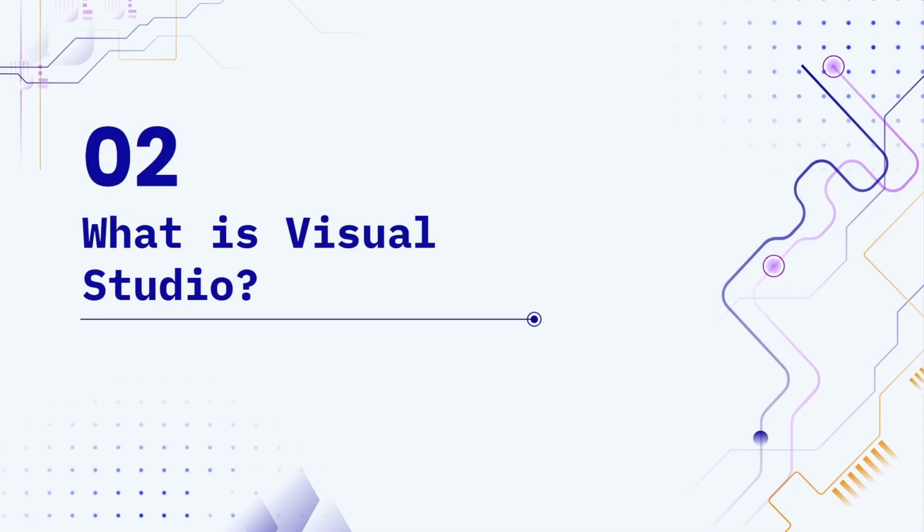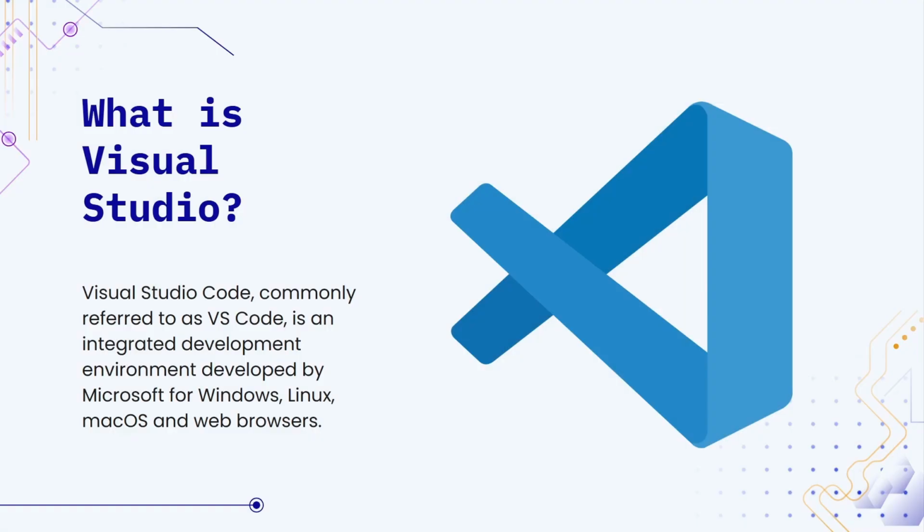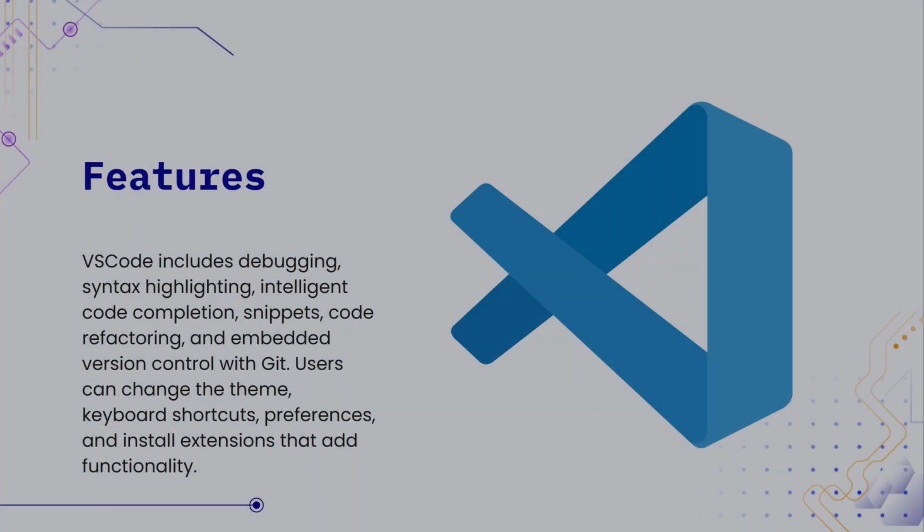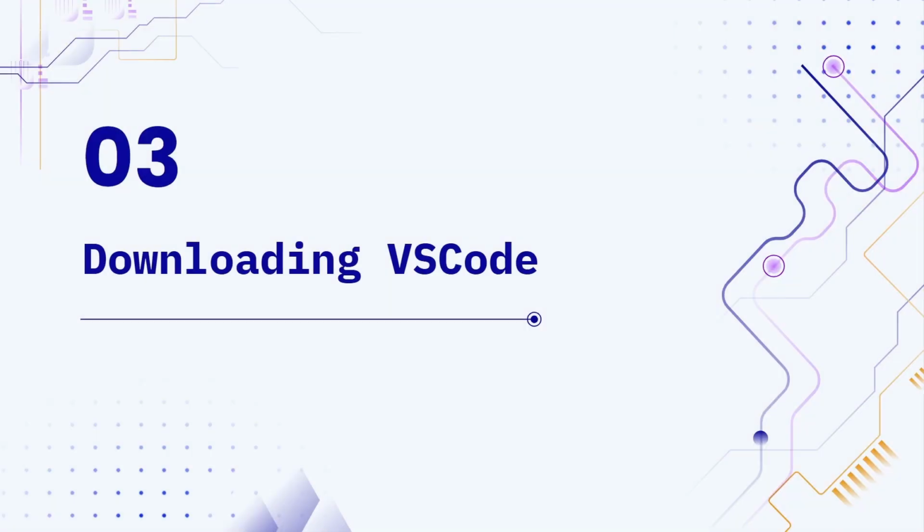All right, 2. What is Visual Studio? Visual Studio, or people call it VS Code, is an IDE made by Microsoft for Windows, Linux, and Mac OS. There's a bunch of features such as debugging, syntax highlighting, which essentially means that it colors your code, intelligent code completion, snippets, code refactoring, and embedded version control.